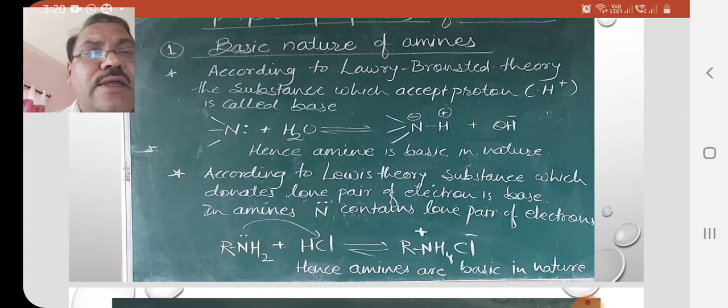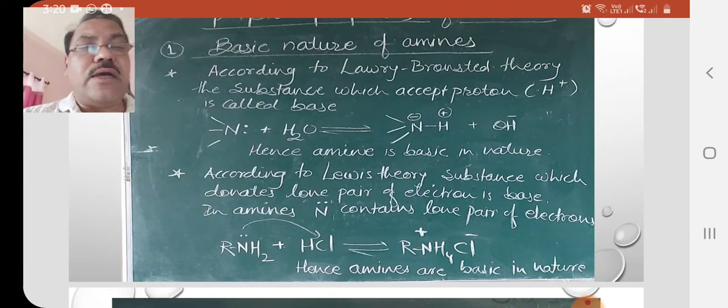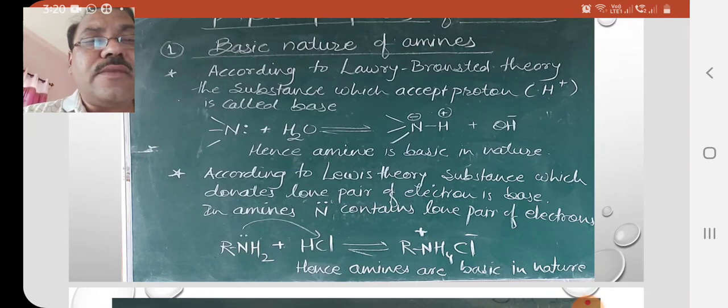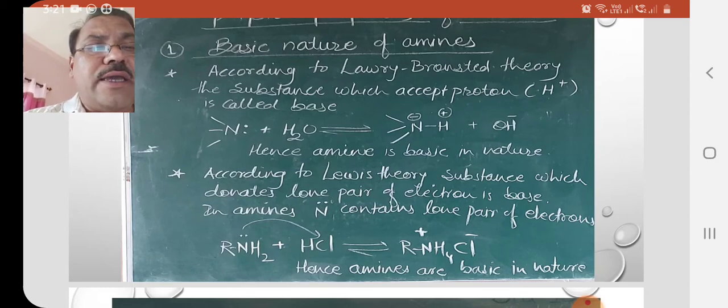So by using these two theories, we can explain the basic nature of amine. Many times questions have been asked in board question paper, that is, explain the basic nature of amine. There are mainly three theories which clearly define acids and bases. The first theory is Lowry and Bronsted theory. According to Lowry and Bronsted, the substance which accepts proton is called base, and the substance which donates proton is called acid. According to Lewis theory, the substance which donates lone pair of electron is base, and the substance which accepts lone pair of electron is called acid.